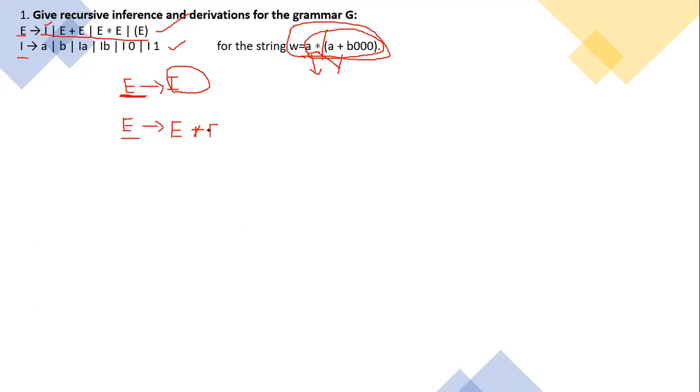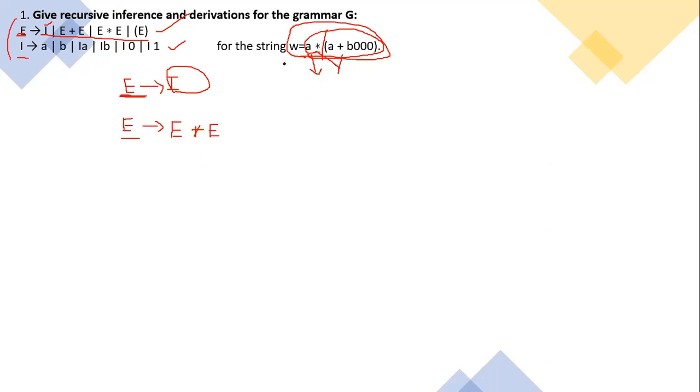Any doubt, please ask me; otherwise follow. Is it clear what I'm doing? I'm going to derive the string. I should start with the start symbol, E. For the non-terminal E, I have 4 productions, and I can give any one. Based on the string, I gave E star E.